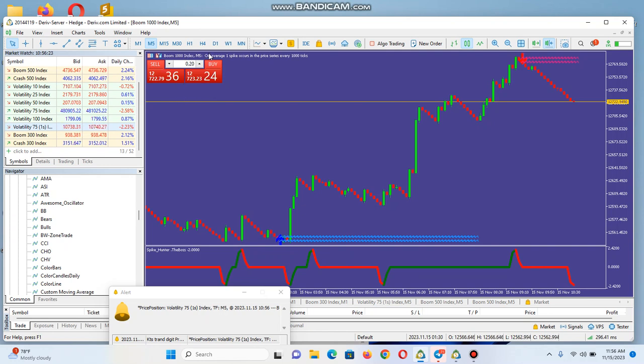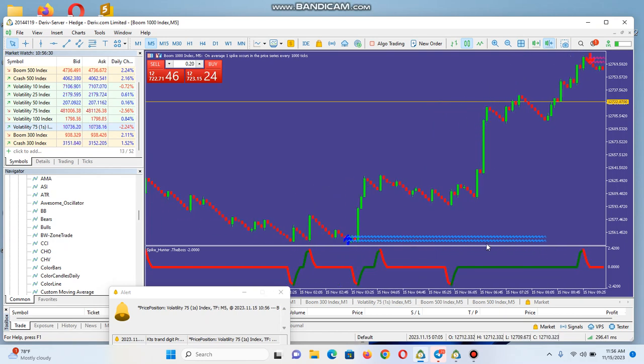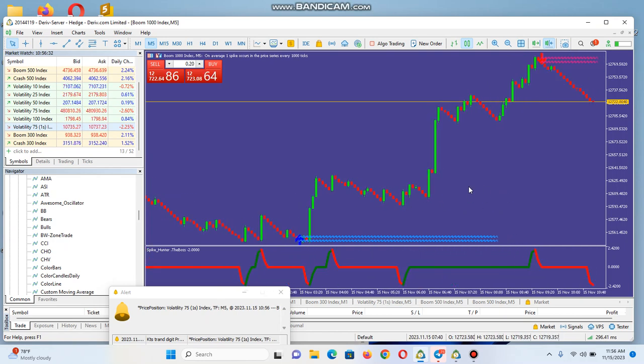This is Bull 1000. Alright, this striped blue arrow is in every market, not even just every bull market, in every index, whether volatility, whether Boom or Crash, whether currency pairs. As long as this striped blue arrow appears, it shows the market is already in an uptrend.